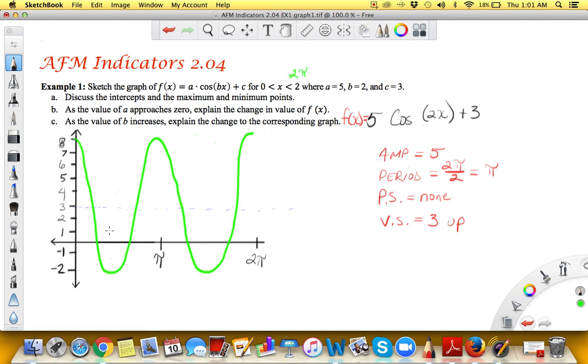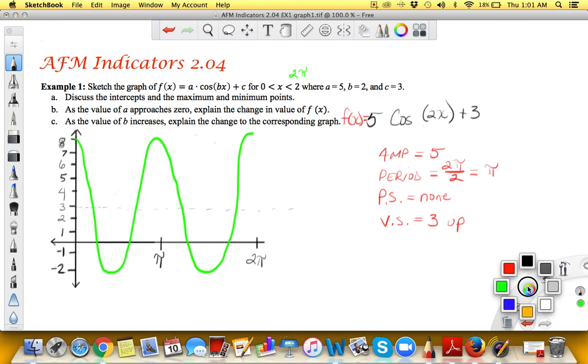And the reason I say that is because typically when you have a trig function, the x-axis is labeled in radians, which radians always include units of pi. So this time, for the third time, I have finally gotten this graph correct.